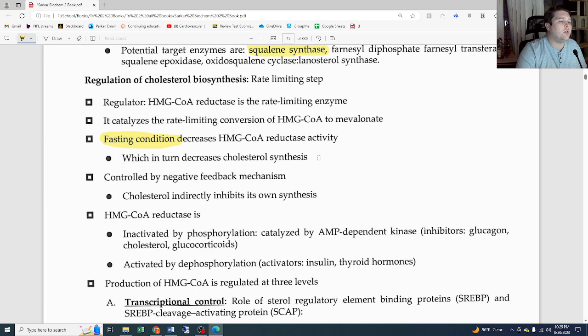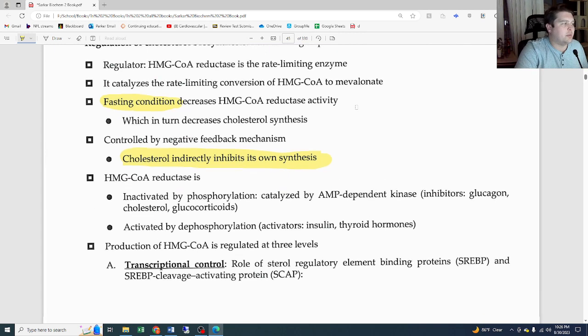Because if we don't have the extra components to be making cholesterol, then our body's not going to do it. And that is controlled by a negative feedback mechanism where cholesterol directly inhibits its own synthesis. So once we have a decent amount of cholesterol in our system, the cholesterol is going to be sensed, and it's going to come back all the way to the beginning and turn off HMG-CoA reductase to prevent more cholesterol from being produced.